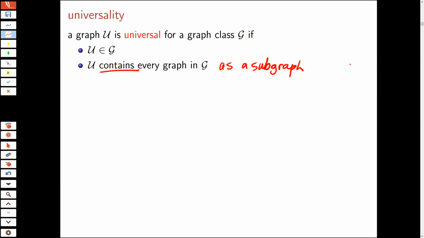imagine that this graph class script G is an infinite class. Most classes that are interesting are infinite. They have unbounded size finite graphs. But if this graph U contains every graph in the class, then U has to be infinite. So this U will be infinite.